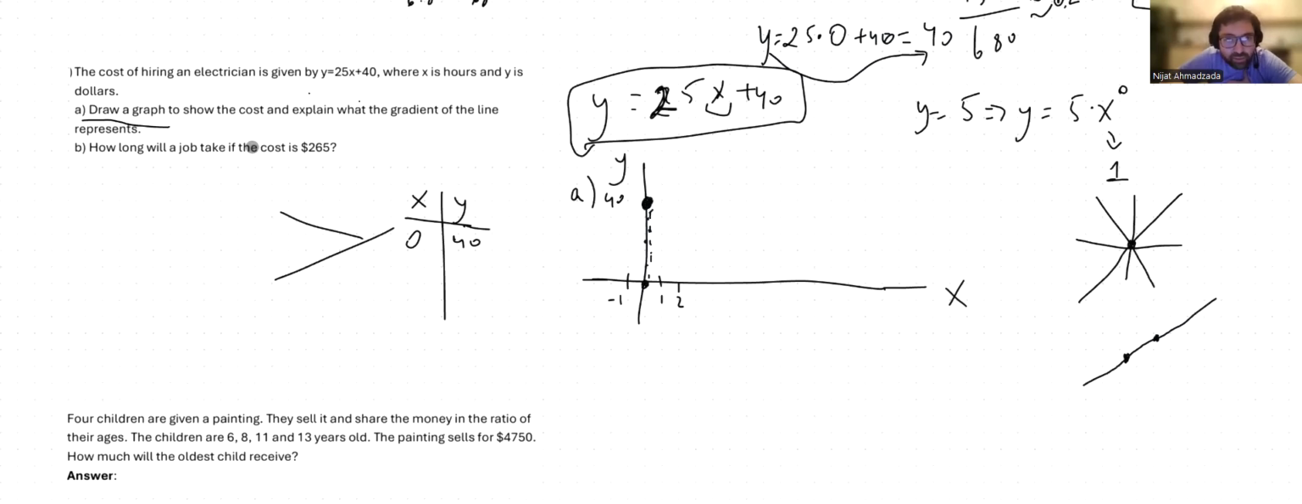Then give us another point. Let's say x is equal to 1. When x is equal to 1, y is equal to 25 times x plus 40. You can do the calculation. You are big people. Then x1 will give me y is equal to 25 times 1, which is 25, plus 40, 65. So when x is 1, y is somewhere here, which is 65. So 1 and 65 is this point.